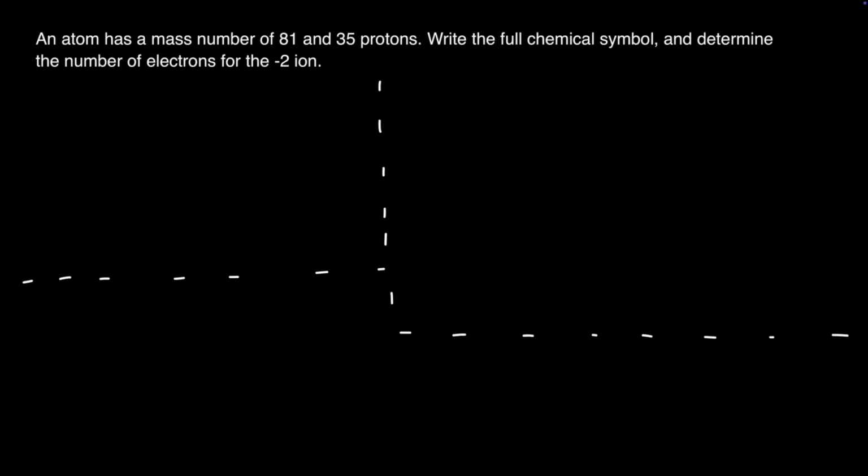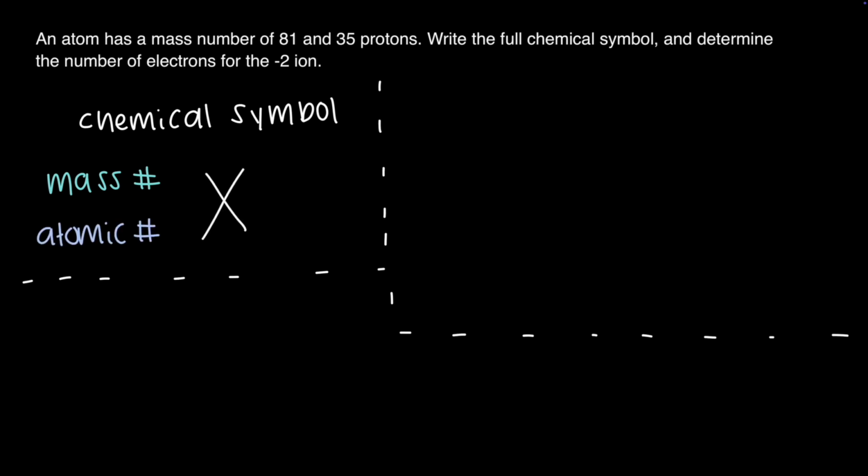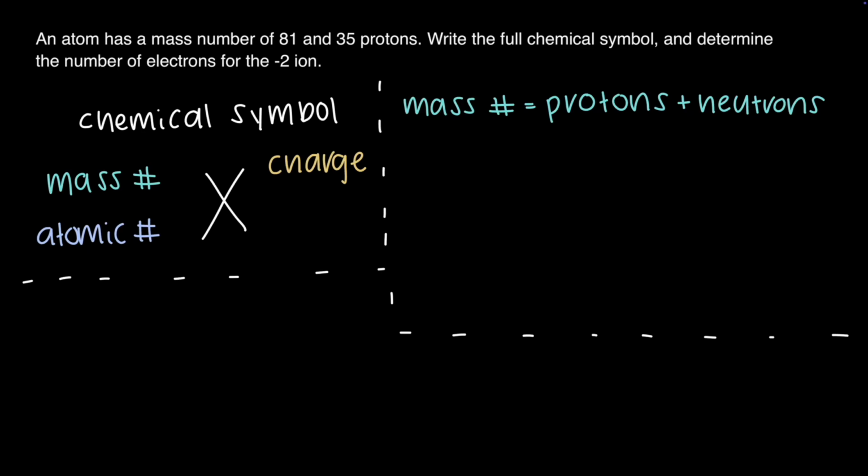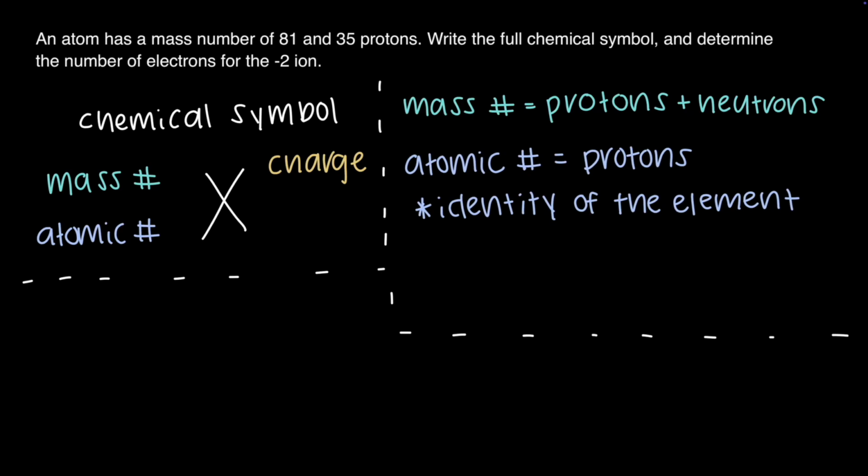An atom has a mass number of 81 and 35 protons. Write the full chemical symbol and determine the number of electrons for the 2- ion. The chemical symbol will have the mass number at the top left, the atomic number at the bottom left, the element symbol, and then the charge at the top right. Mass number is protons plus neutrons, and the atomic number is the number of protons and is also the identity of the element that can be found on the periodic table.